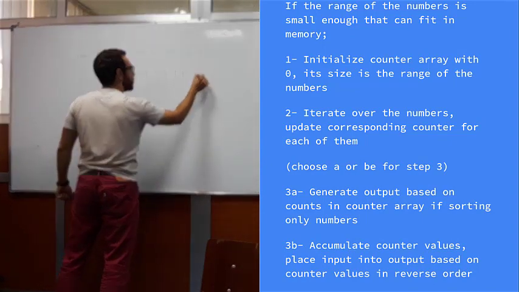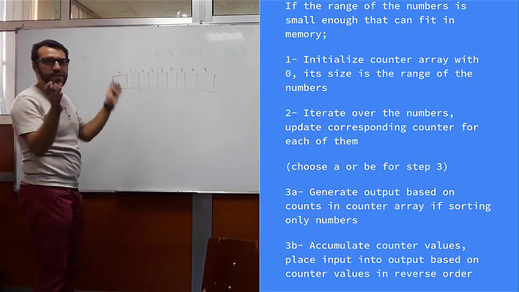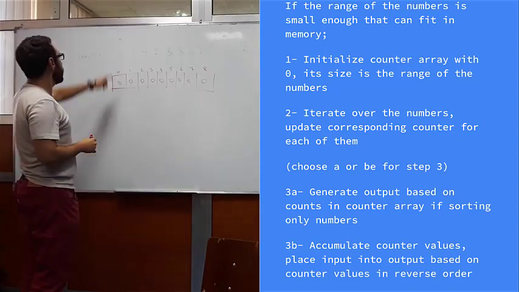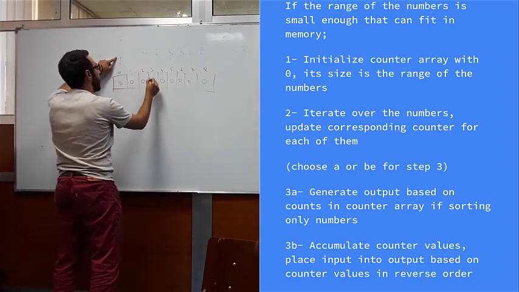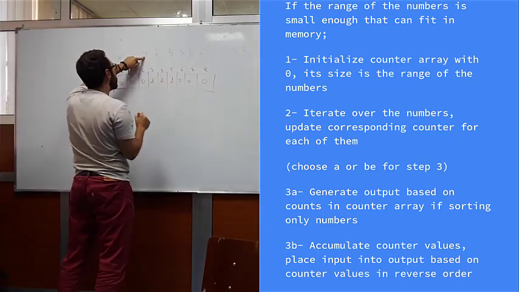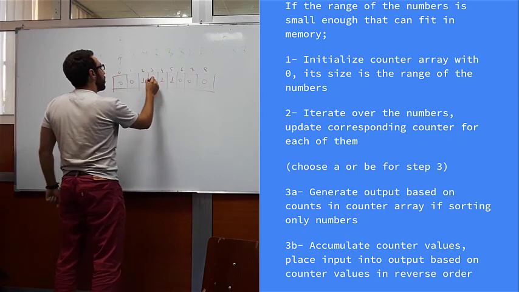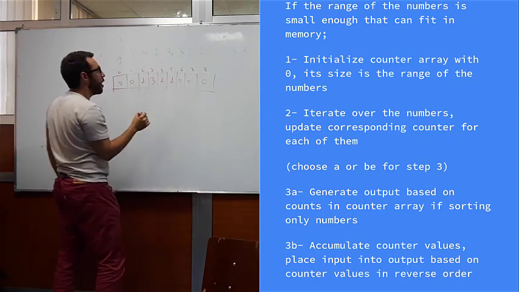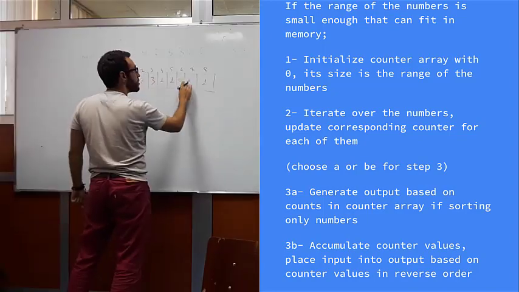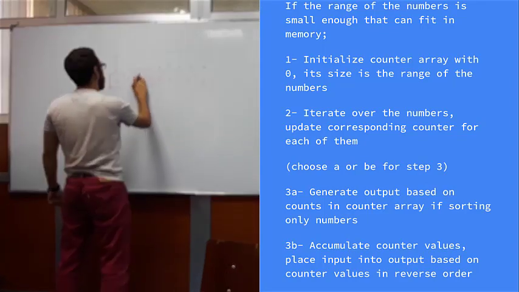Indices 0, 1, 2, 3, 4, 5, 6, 7, 8. So at the beginning we start with 0 for each counter. And then we see 3, so we increase the count of 3 by 1. 5, we increase the count of 5 by 1. 4, increase the count of 4 by 1. 2, increase the count of 2 by 1. 3, increase the count of 3 by 1. Another 3, increase the count of 3 by 1. 8, this becomes 1. 2, this becomes 2. 7, this becomes 1. 3, this becomes 4. And 2, this becomes 3.